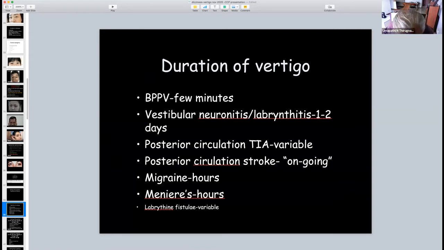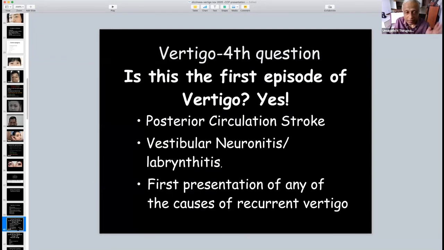Migraine as a form of vertigo will last many, many hours, okay? And likewise, in Meniere's disease, the vertigo lasts many, many hours. Question number four. Sir, madam, is this episode of vertigo the first ever in your life or is this a recurrent episode? If the patient says, doctor, no, I've been having multiple episodes, then we know that it cannot be vestibular neuronitis.